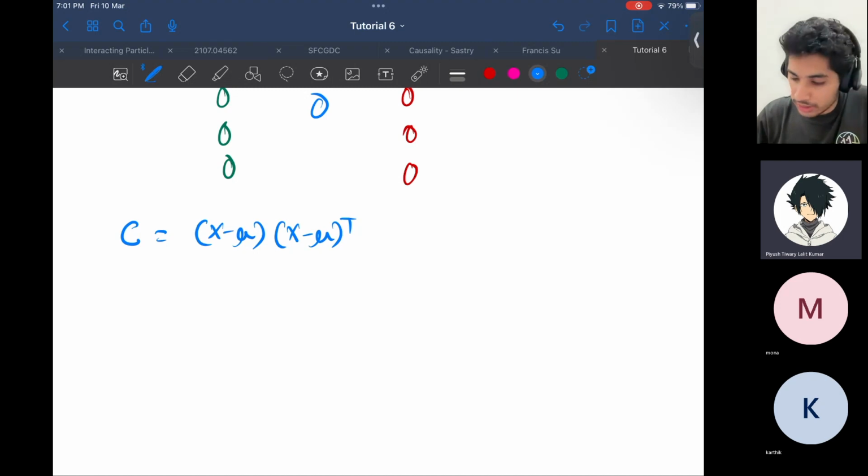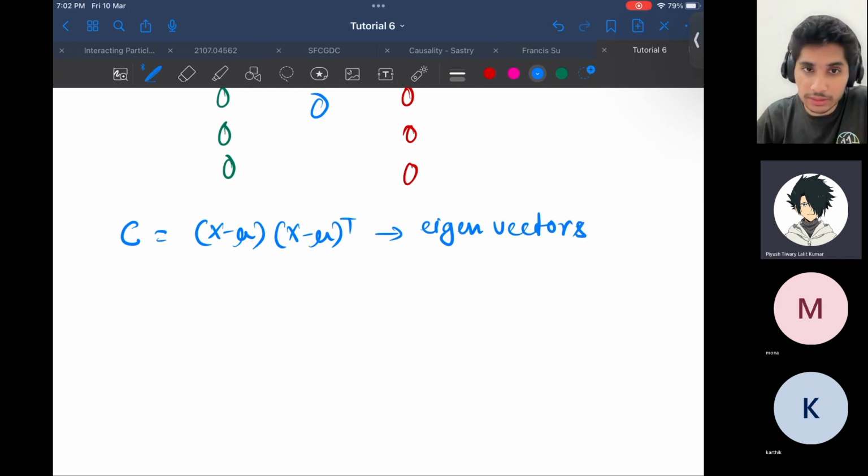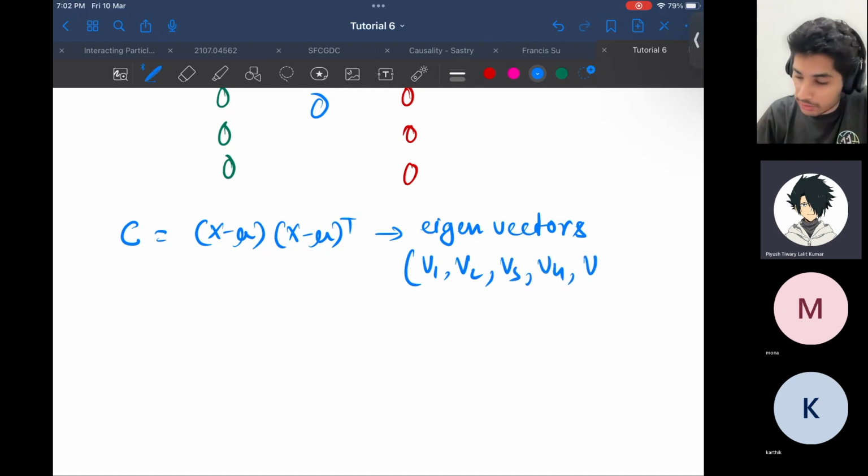So this has been given to us. Sorry, this is not given to us. What we are given is that this covariance matrix has eigenvectors v1, v2, v3, v4, and v5.